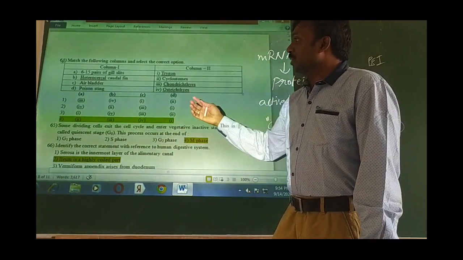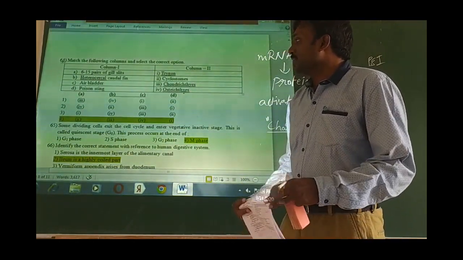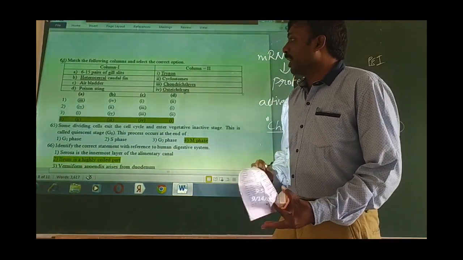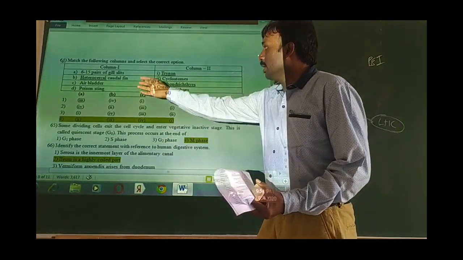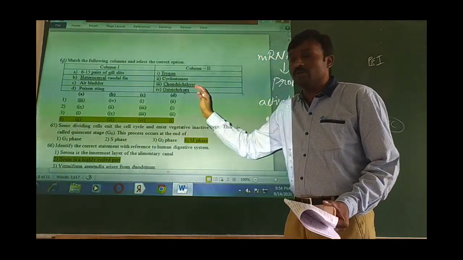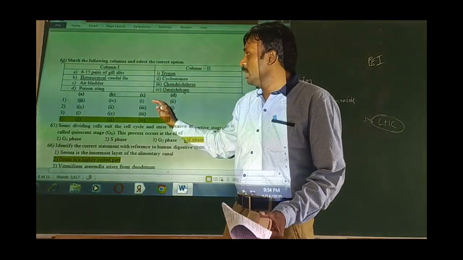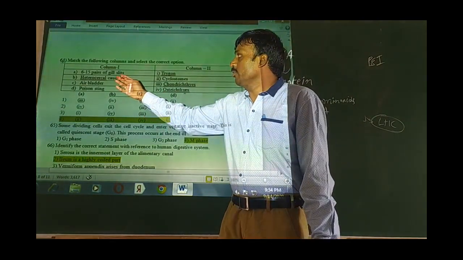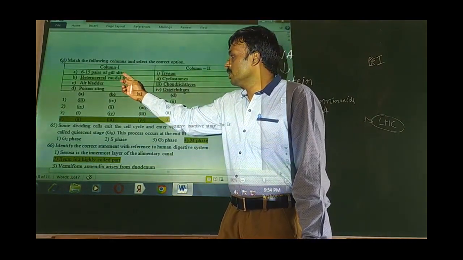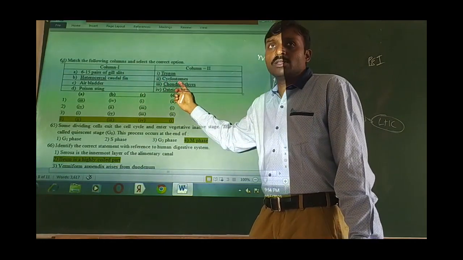Then moving to the next question, 64. This is also again about the different types of parts and where we can observe those parts from our animal physiology lessons. So 6 to 15 pairs of gill slits is observed in cyclostomes.